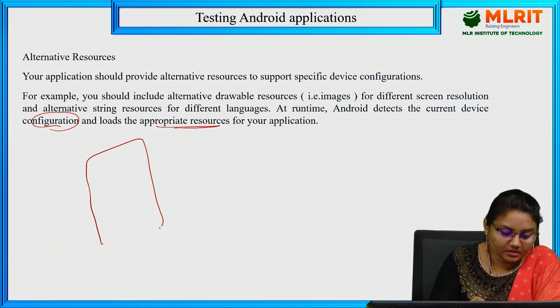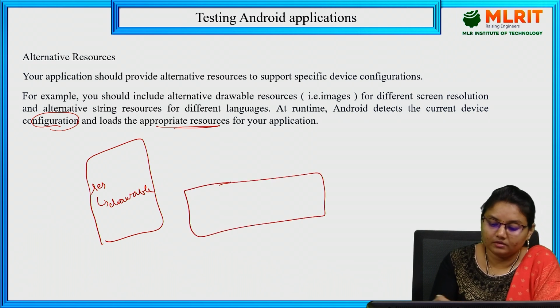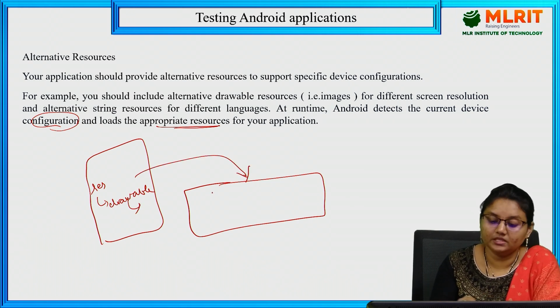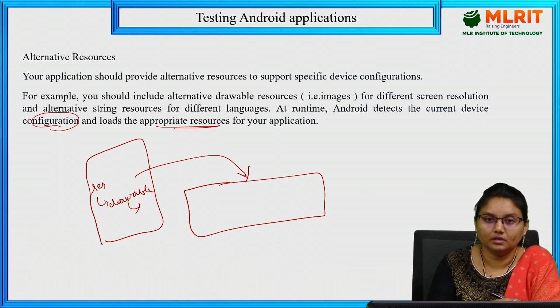So, in the resources, whatever the drawable folder is there, if you want to change the resolution to, say, horizontally, then give those resolutions in the drawable folder. So it will affect here, and your application will be displayed in this resolution. Like that, alternative adjustments can also be done and customized in your resource folder.